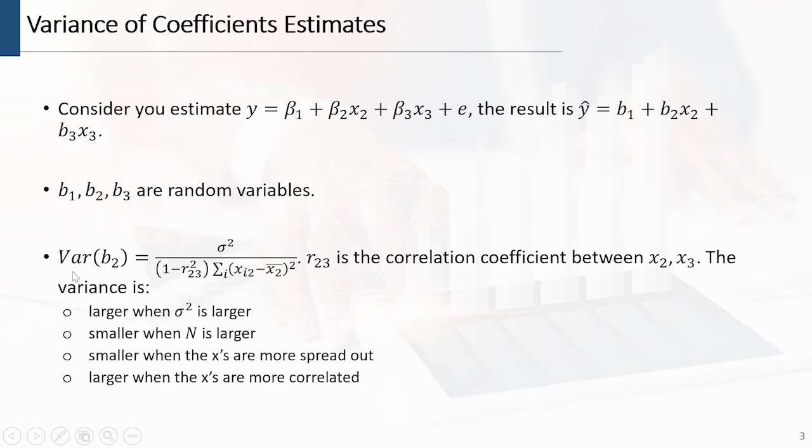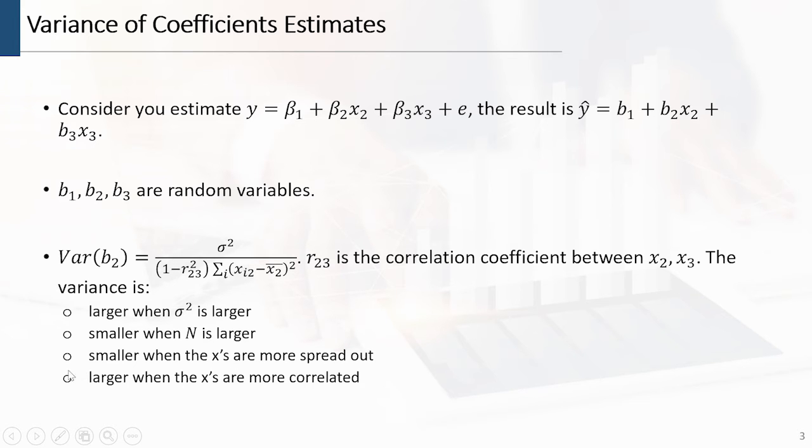So b2 tends to be less accurate. The variance of b2 also tends to be smaller when n, the sample size, is larger, because when the sample size is larger, this part is also larger. So when you have a larger sample, you tend to have a more accurate estimation of b2. And the variance of b2 tends to be smaller when the x's are more spread out. When the variance of the independent variable is larger, it's easier to get a better estimation of b2. This is also the same as the property of b2 in a simple regression model.